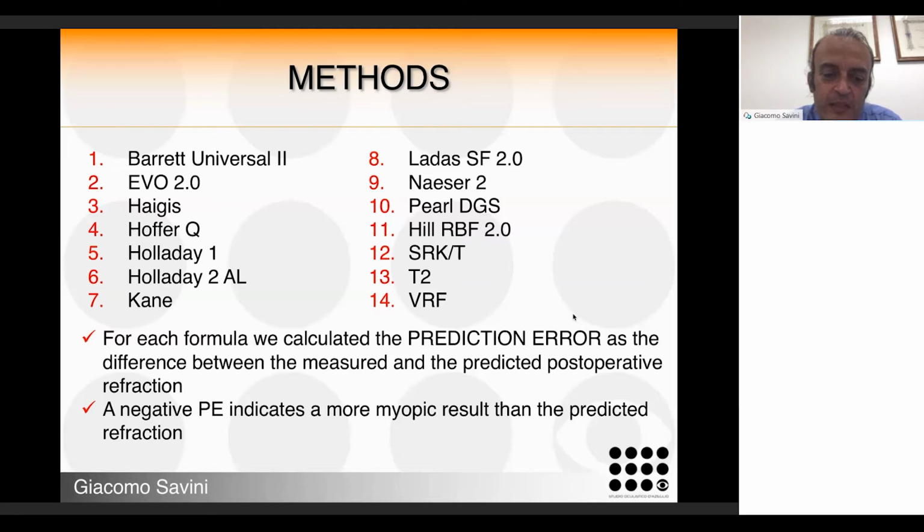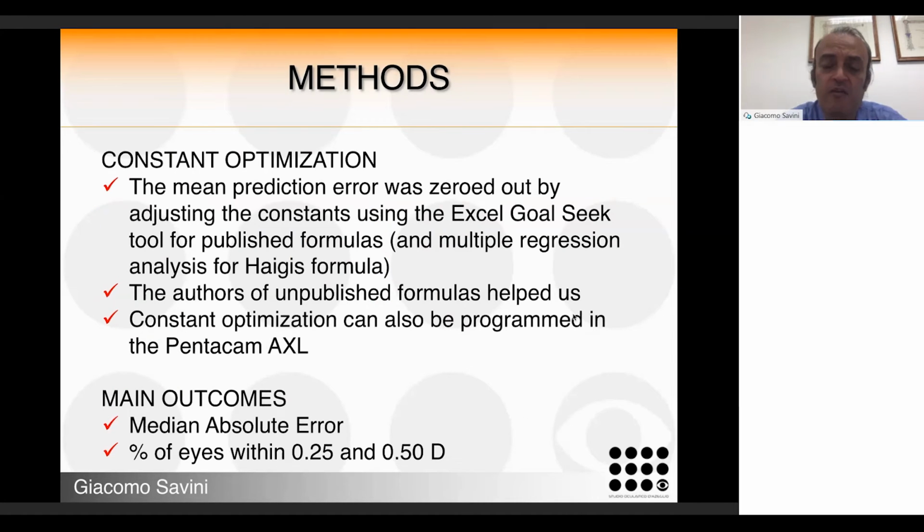And for each formula, we calculated the prediction error as the difference. Please try to remember what this is. It's the difference between the measured and the predicted postoperative refraction. The predicted, not the target. Target is something different. The important issue is the refraction that is predicted by the formula. Then a negative prediction error indicates more myopic results than the predicted refraction, and the positive one, of course, a hyperopic error. For all these formulas, we did constant optimization. That is something that everybody knows, at least heard about it.